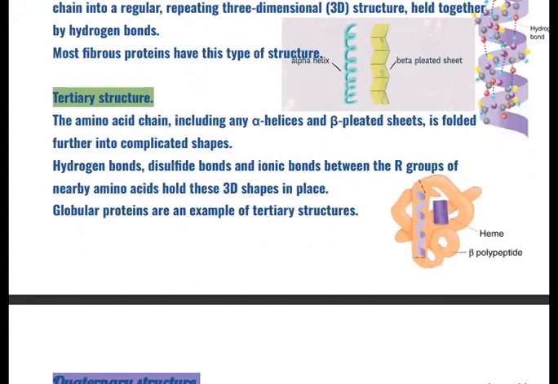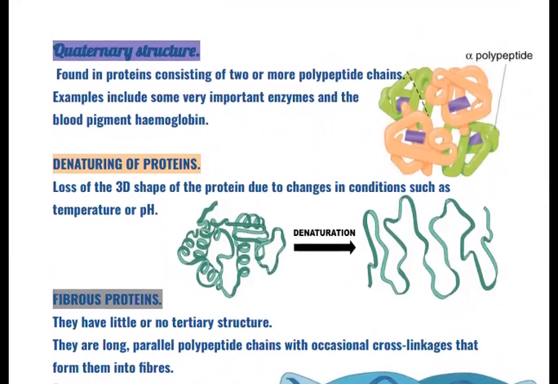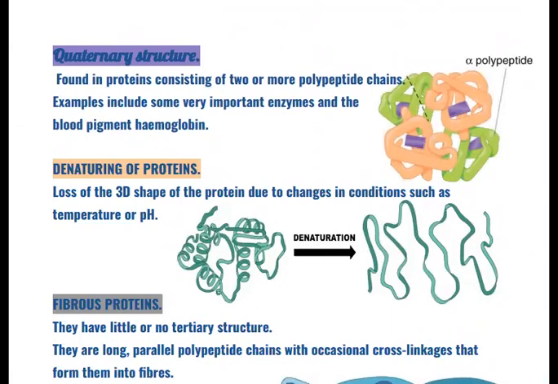Tertiary structure. The amino acid chain, including any helices and pleated sheets, is folded further into complicated shapes. Hydrogen bonds, disulfide bonds and ionic bonds between the R groups of nearby amino acids hold these 3D shapes in place. Globular proteins are an example of tertiary structures. Quaternary structure. Found in proteins consisting of 2 or more polypeptide chains. Examples include some very important enzymes and the blood pigment hemoglobin.